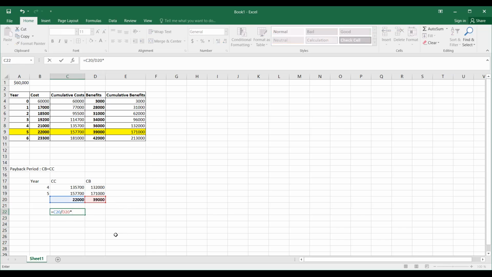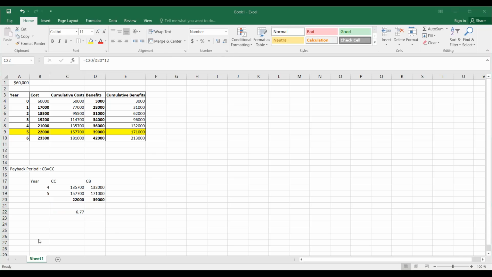So that will give you the amount on a yearly basis. So you divide it by 2, you multiply it by 12. The value that you get is 6.77. So this is in terms of months. So in 6.77 months, you are able to cater for the remaining $22,000.